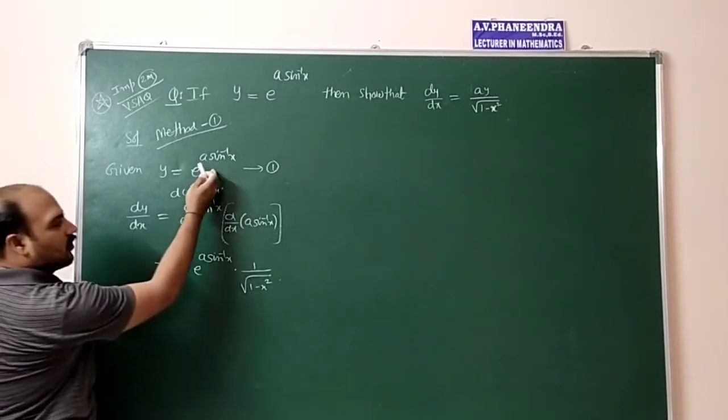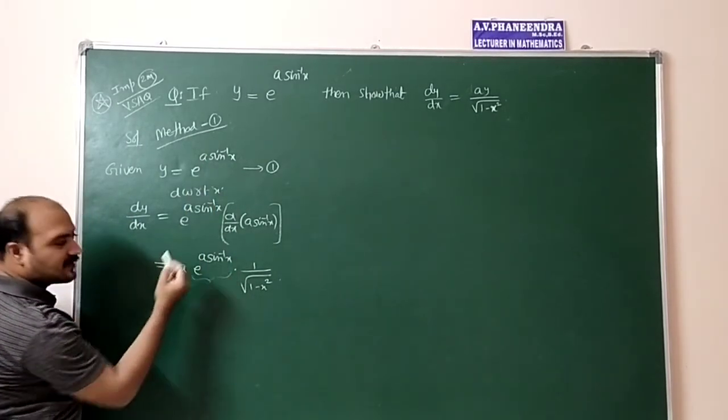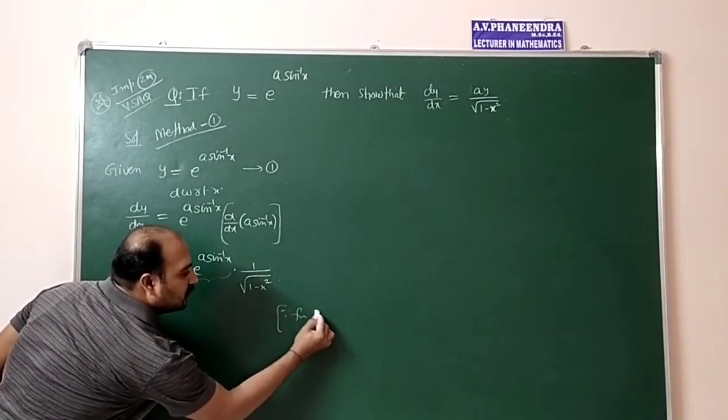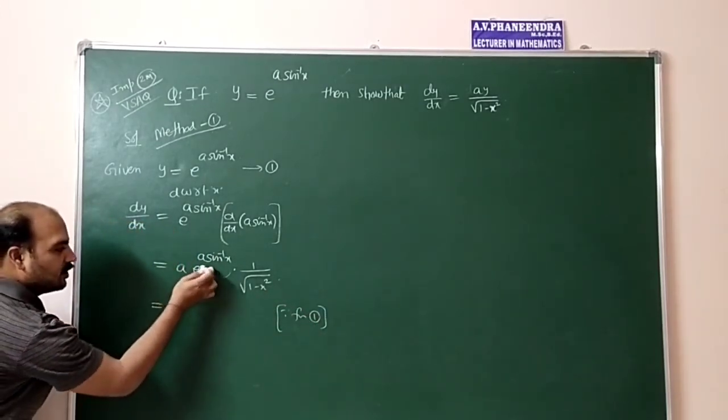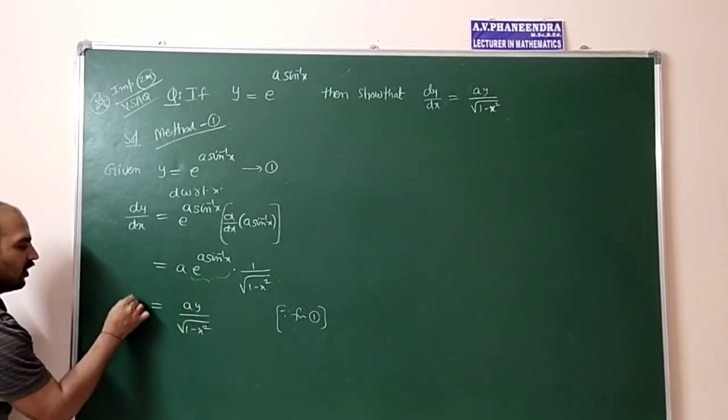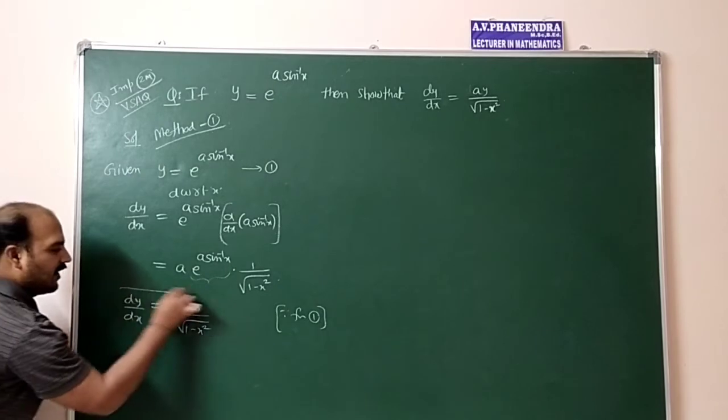Since from equation 1, in place of e power a sin inverse x, you have to replace with y. So dy by dx is a into y divided by root of 1 minus x square. Hence proved.